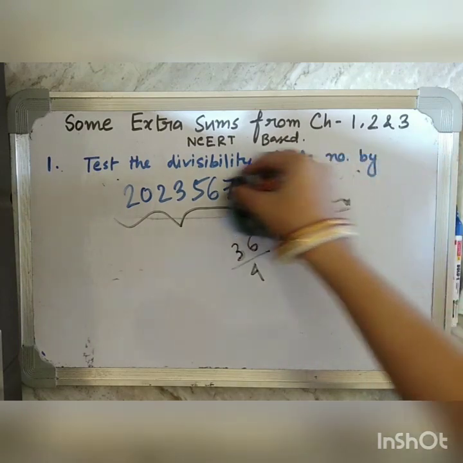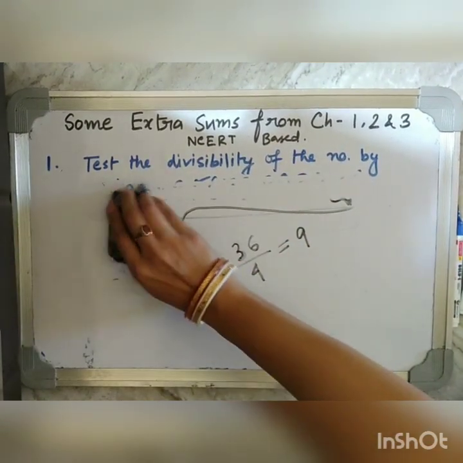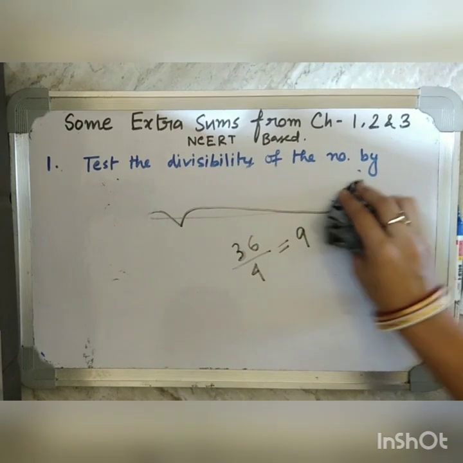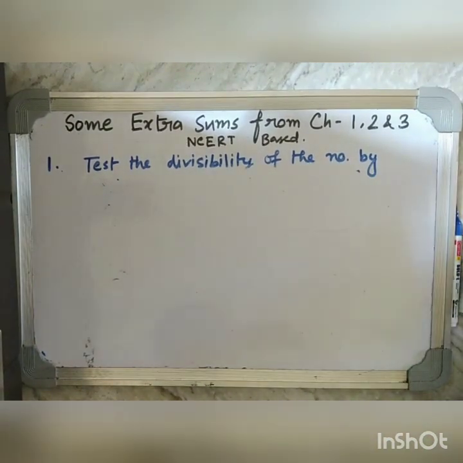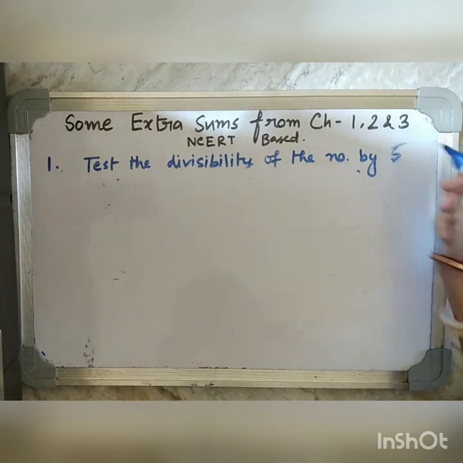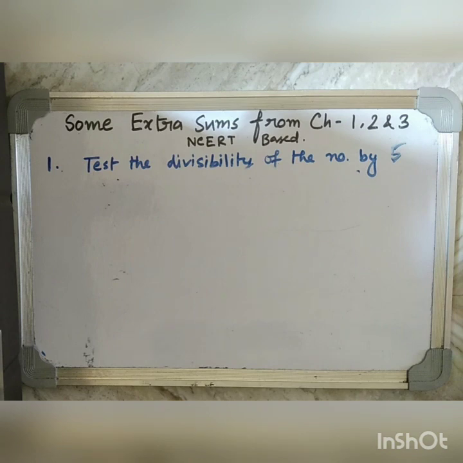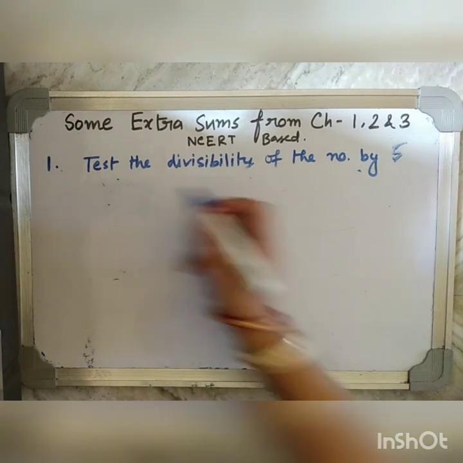Without dividing these big numbers, we can say whether the given numbers will be divisible by 4 or not. Now we will check the divisibility by 5. This is also very easy. If you know all the divisibility rules properly, then it will be very easy for you to understand. Now let's write the number.